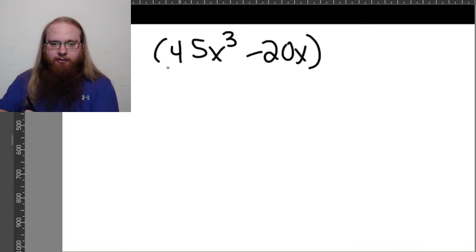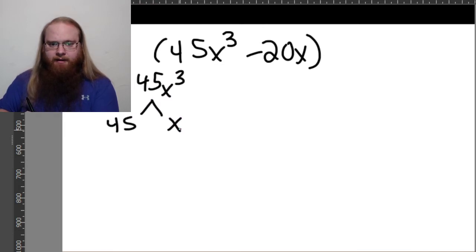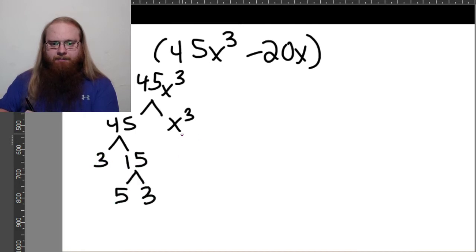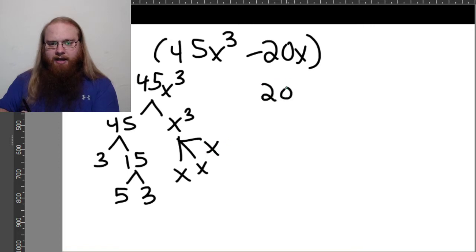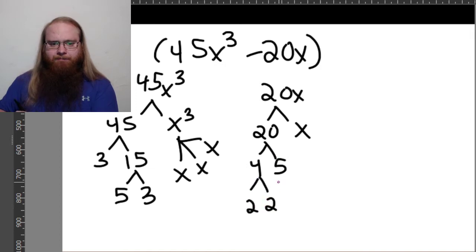So let's factor 45x to the third. Remember, we always want to split up our numbers and our variables. Factor 45, which is 3 and 15, and 5 and 3. Factor x cubed, we're going to make that 3 x's. Now let's factor 20x. We're going to factor this into 20 and x, and then factor 20, which is 4 and 5. 4 is 2 and 2.